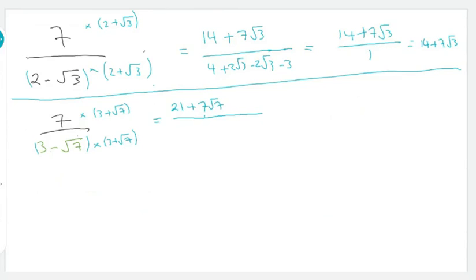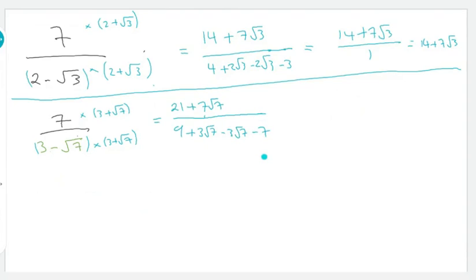And then I did 3 times 3, which is 9. Then 3 times root 7, which is 3 root 7. And then minus root 7 times 3, which is minus 3 root 7. And then minus root 7 times plus root 7, which is 7. Minus 7. Minus 7, yeah.